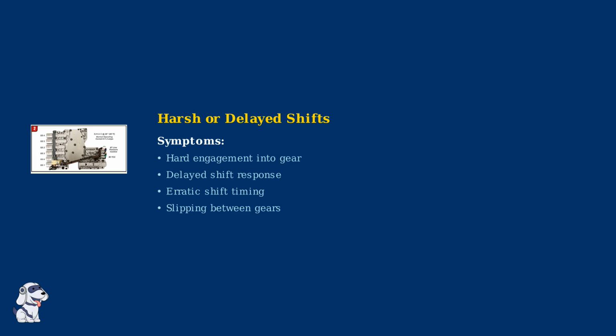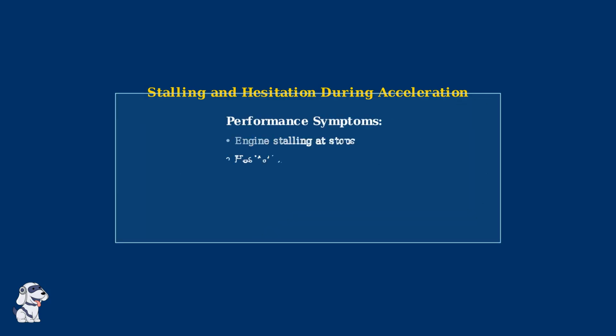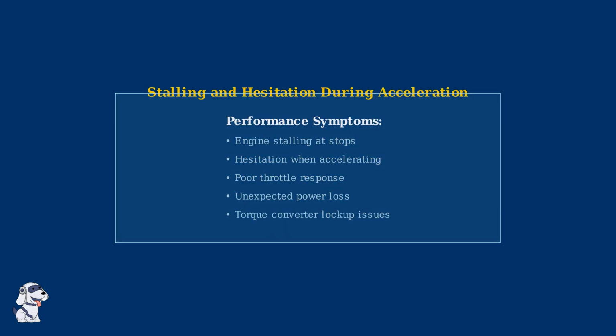The transmission control module can no longer command the necessary solenoids to engage the appropriate clutch packs. Harsh or delayed shifts occur when solenoids within the TEHCM begin to malfunction. These solenoids control hydraulic pressure to the clutch packs, and when they fail, shift quality deteriorates significantly. Stalling or hesitation during acceleration indicates the TEHCM cannot properly control torque converter lockup or gear selection.